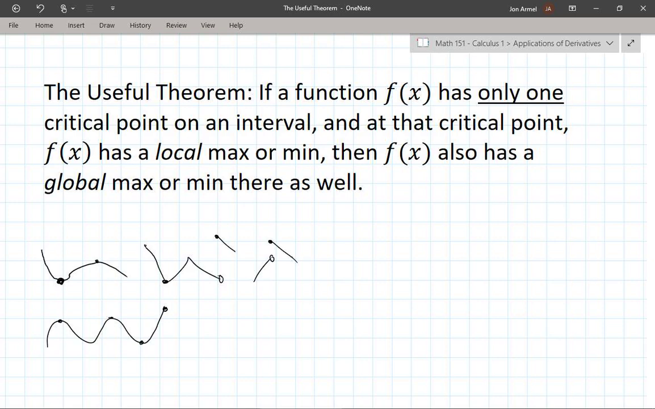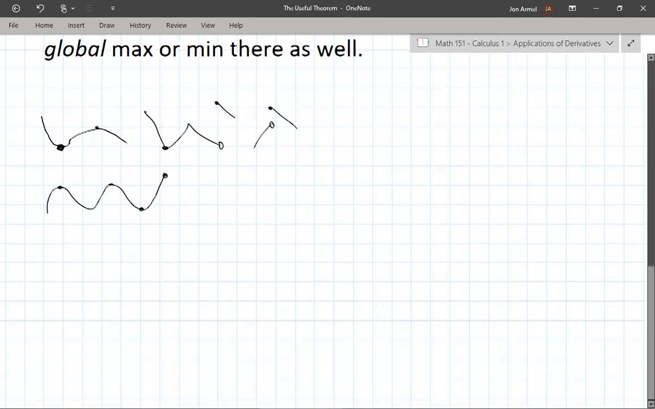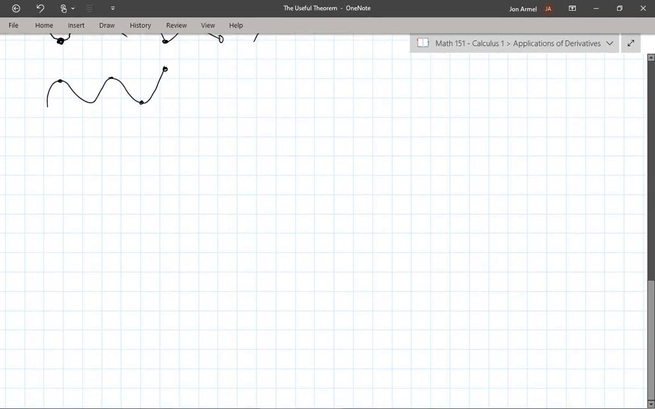And again, like I said, it's only going to find the max or the min, not both. But, you know, it's better than nothing. It's way better than nothing. So let's see a couple examples. I want to find the global extrema, if they exist. Let's just say global max and min for this function.